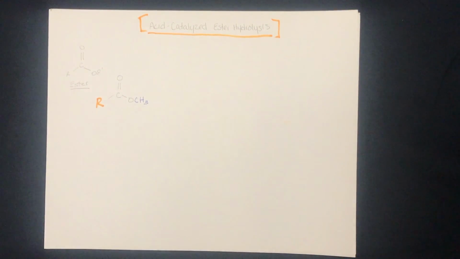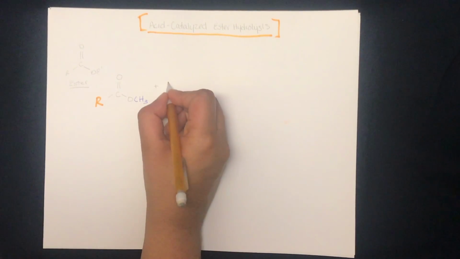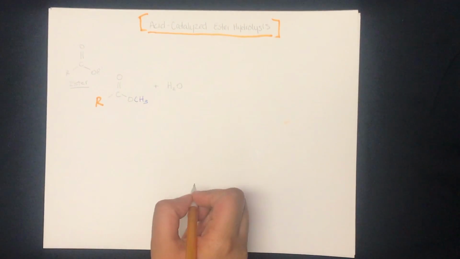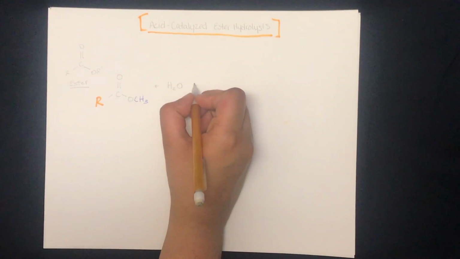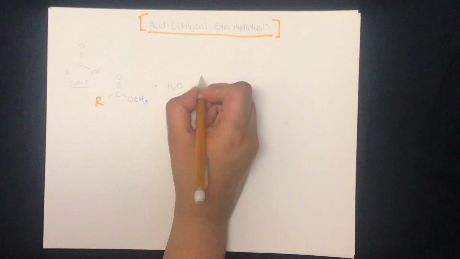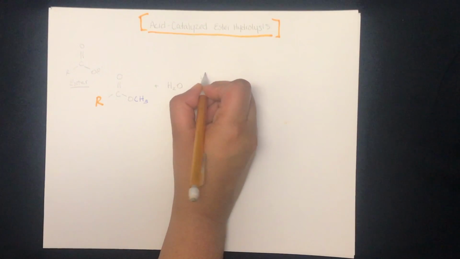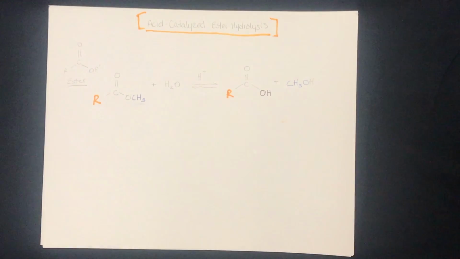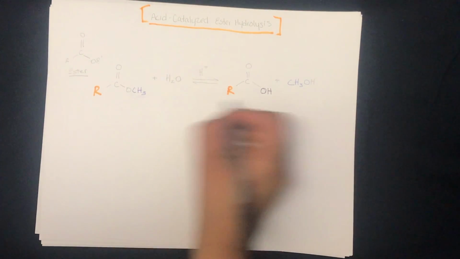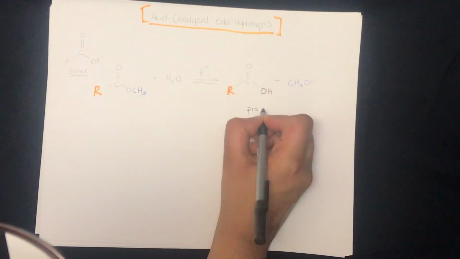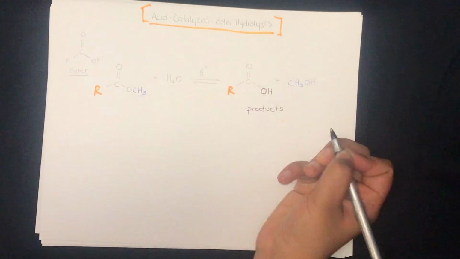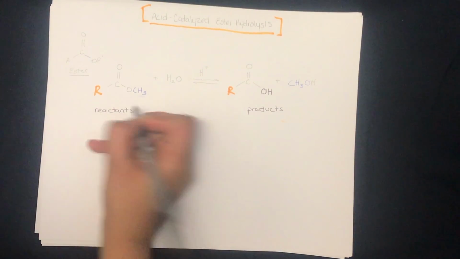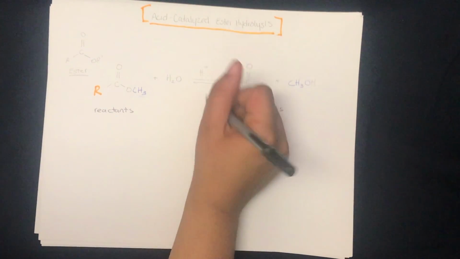So since this is ester hydrolysis, the reaction is going to be carried out with the addition of water and an acid. And for the purpose of this video, the acid that we're going to use is the hydronium ion. Now the products that we're going to reach at the end are a carboxylic acid and an alcohol. So we have the products and then we have the reactants. So this is going to be our general equation, and we have to figure out how it went from point A to point B.